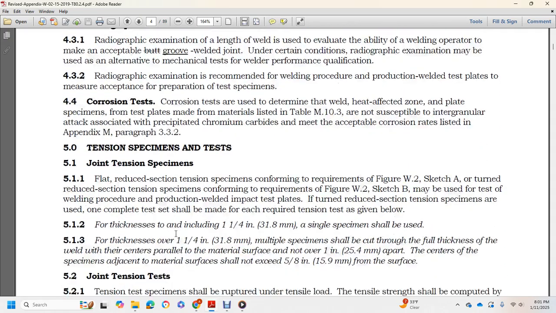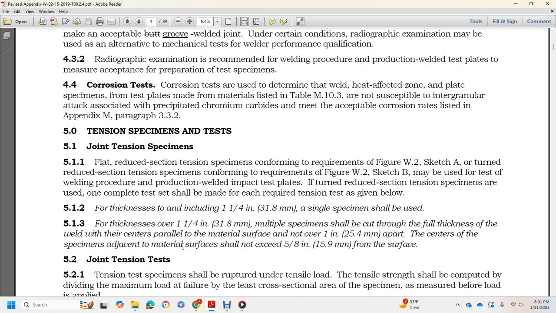5. Tension specimen and test. Joint tension specimen. A flat reduced section test specimen conforming to the requirements of figure W2 sketch A. In turn, a reduced section tension specimen conforming to the requirements of figure W2 sketch B may be used to test welding procedure production welded impact test plates. In turn, reduced section tension specimens are used. One complete test should be made for each of the required tension tests as given below.